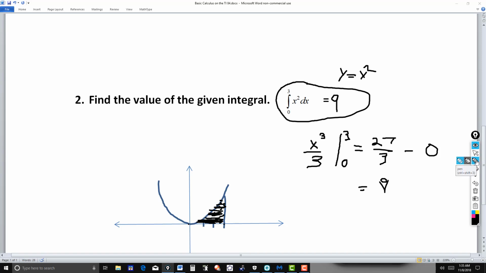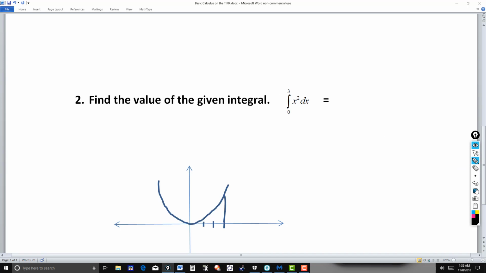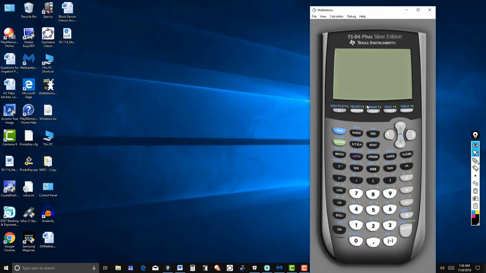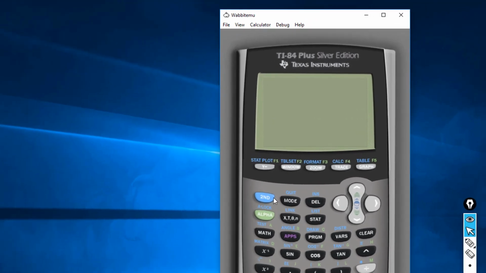So let's clear this. Again, the answer to this one was 9. So put it there. Clear this. Let's go to the calculator now. Go to y equals. And I've already entered the function there. So let me select that one. So I need to deselect this one. So hit enter to deselect that one. And select the x squared. Hit enter. And then hit graph.